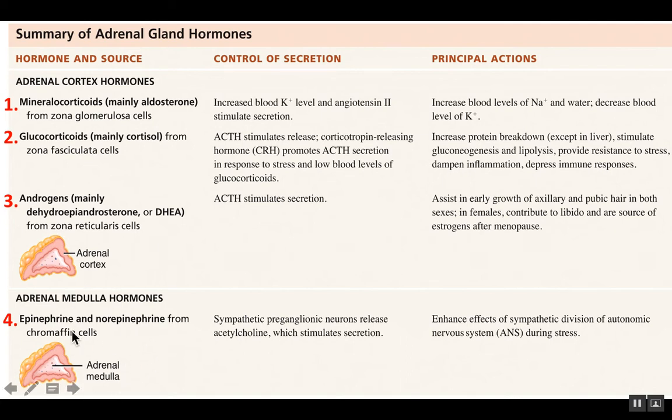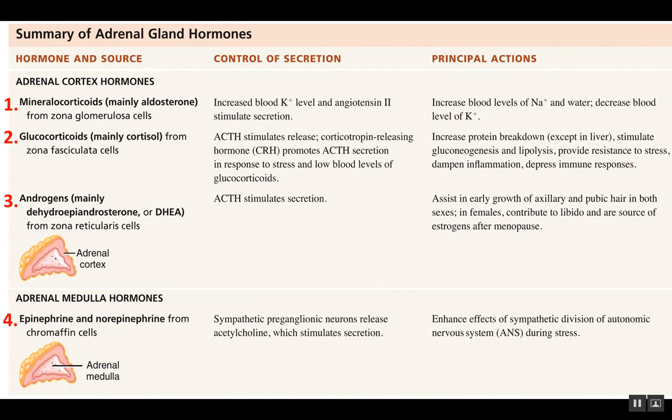Finally, the inside of the adrenal gland, known as the adrenal medulla, is an amplifier of your fight or flight responses. These hormones are produced by cells called chromaffin cells. These chromaffin cells are stimulated by sympathetic neurons. So we remember the sympathetic nervous system from A&P1. The sympathetic nervous system induces fight or flight responses, such as increasing blood sugar, increasing heart rate, increasing blood pressure.